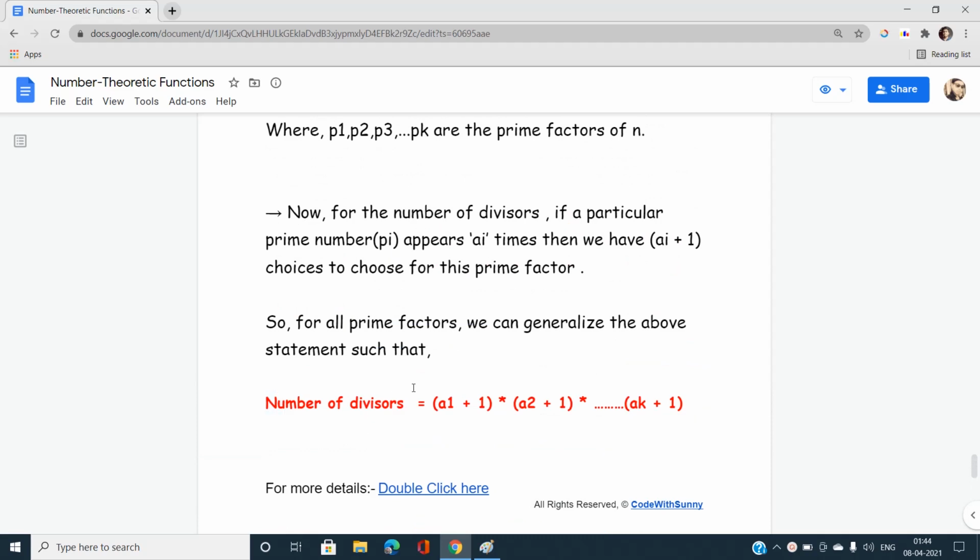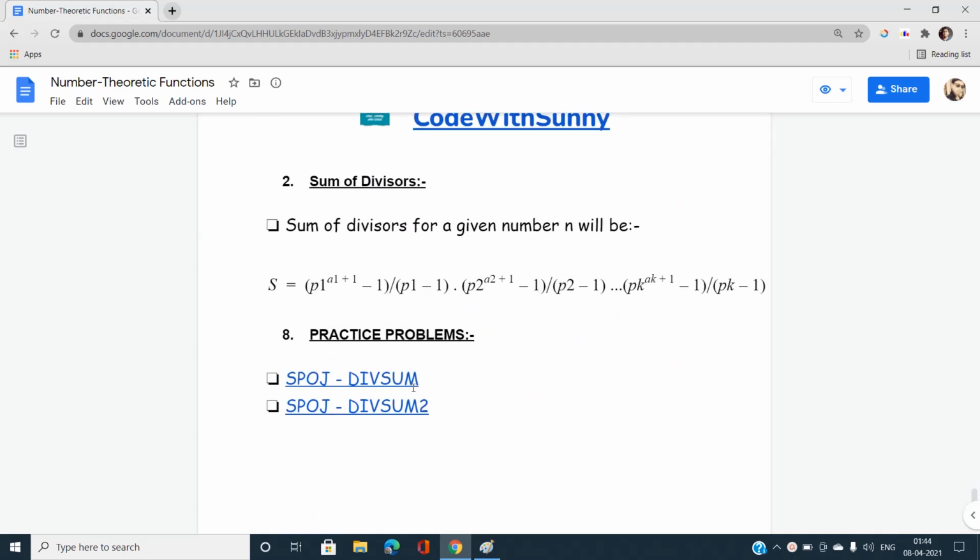Okay, so let's talk about the sum of the divisors for a given number n. If we have been given a number n and we need to find the sum of the divisors of this number n, the sum of the divisors is given by this formula that I have written over there. But how did this formula come about? Let's understand that also.